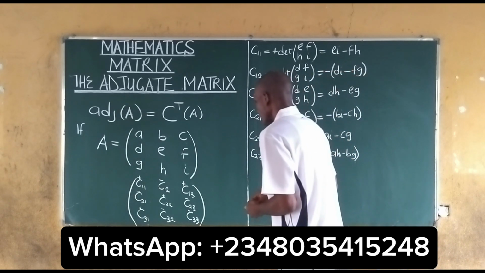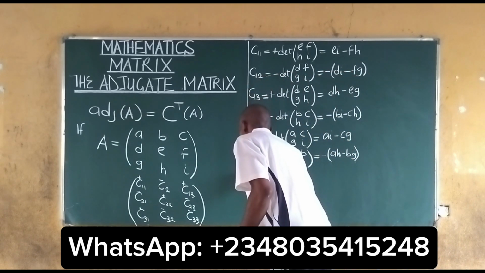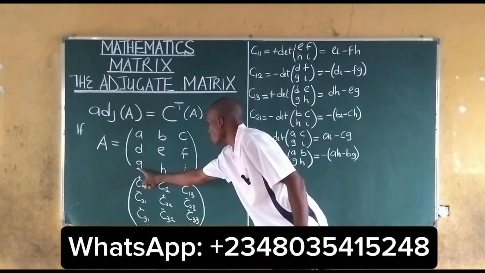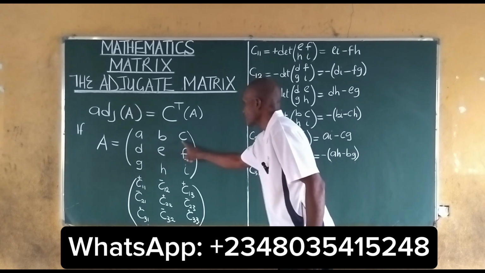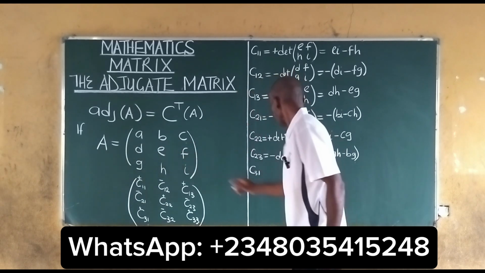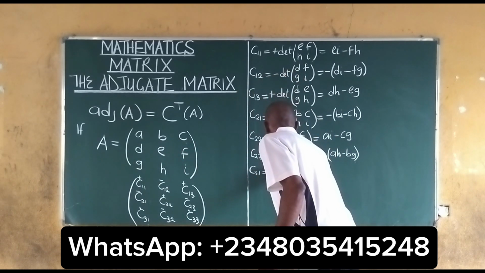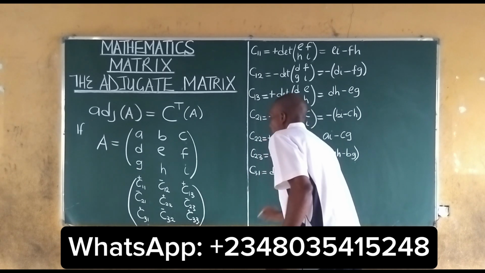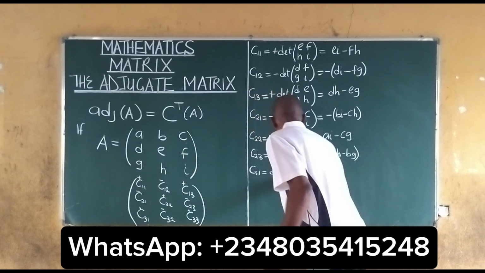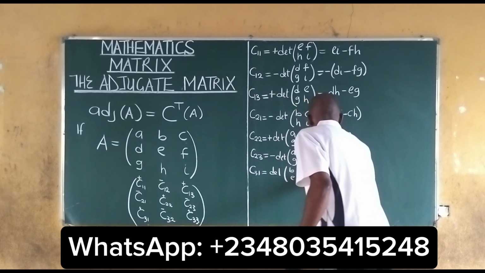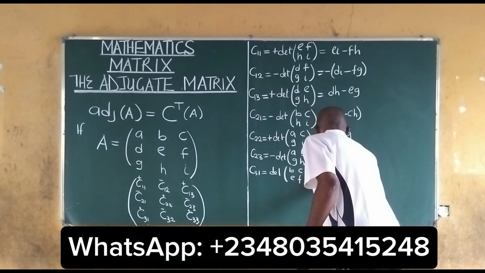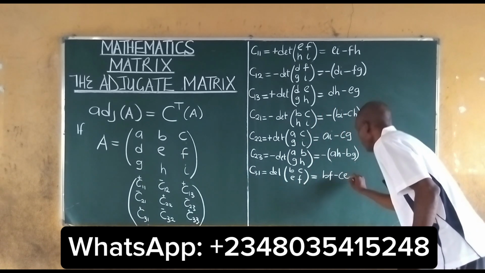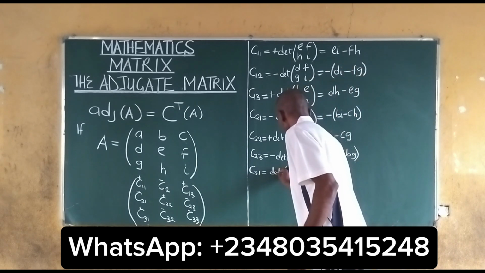The next one we have is C31. It's a positive sign. So we ignore the whole of this row and the whole of this column. So we have B, C, E, F, which is equal to BF minus CE.